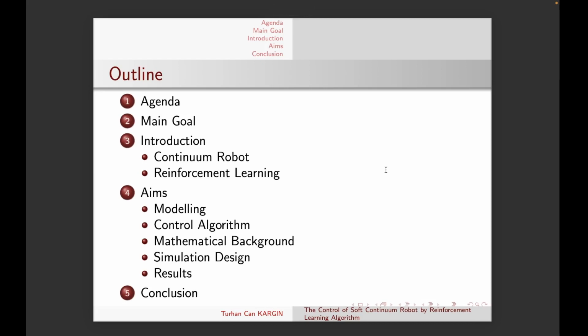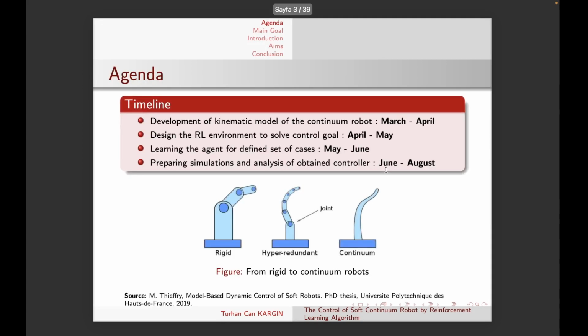Now I will show you my presentation outline. Here you can see the topics I will cover during the presentation. I will first shortly introduce my main goal, and the introduction of the project includes Continuum Robot and the reinforcement learning. Later I will discuss my aims, and then I will finish with a conclusion. This was my agenda, and you can see my progress during the project, there are four main steps, and also you can see the timeline.